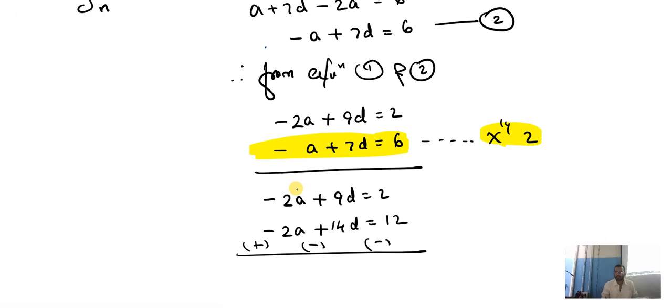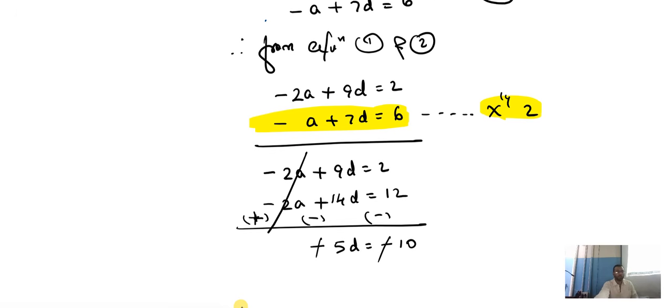Now plus 2A minus 2A get cancelled, right? In 9, Zara, can we subtract 9 and 14? No, right? Very good. So minus 14 minus 9 is minus 5D is equal to 2 minus 12, which is minus 10. Minus minus cancel because both are equal sign while we are equating.